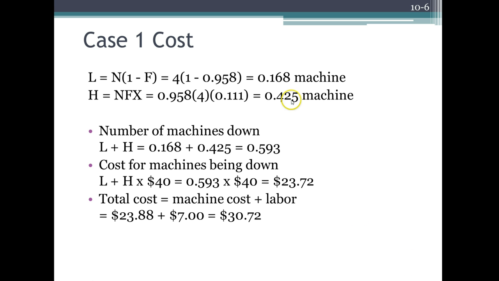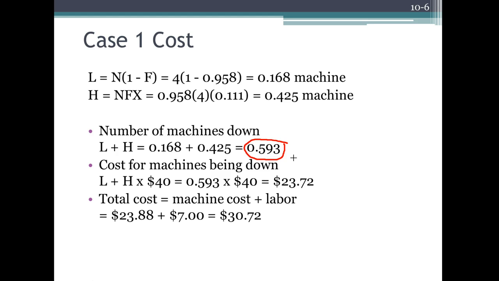So, the cost of one server. Notice we found the 0.958 from the table. L is the number of machines that are waiting. H is the number of machines that are being serviced. So the total number of machines that are down is 0.593. Okay. This has significant implications for production and capacity planning. If you have 4 machines and 0.593 of them are down, your machine utilization suffers. In this case, 14.8% of your machines are down. This could severely reduce your production capacity.